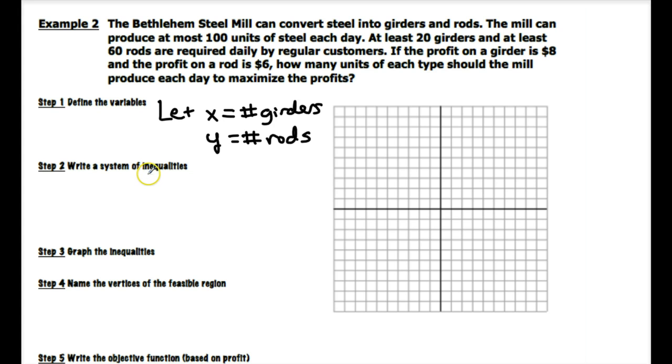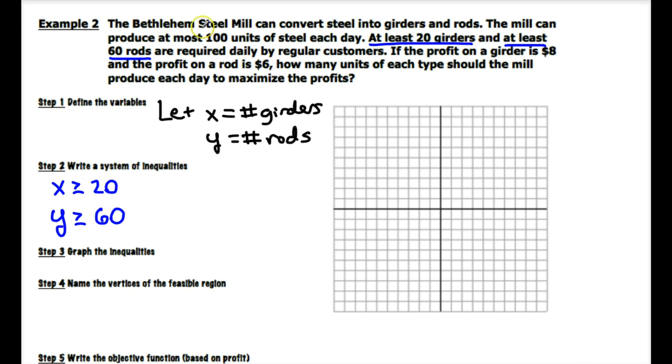Okay, so in the last problem I said that x and y both had to be greater than or equal to 0, because you can't make a negative number of corn muffins or bran muffins. In this problem, you're actually given your minimum values. It says at least 20 girders and at least 60 rods are required. So instead of x and y being greater than or equal to 0, we're going to say that x is greater than or equal to 20 and y is greater than or equal to 60. So they're giving us the minimums here in the problem. If they hadn't said that, then we would say x is greater than or equal to 0, y is greater than or equal to 0.